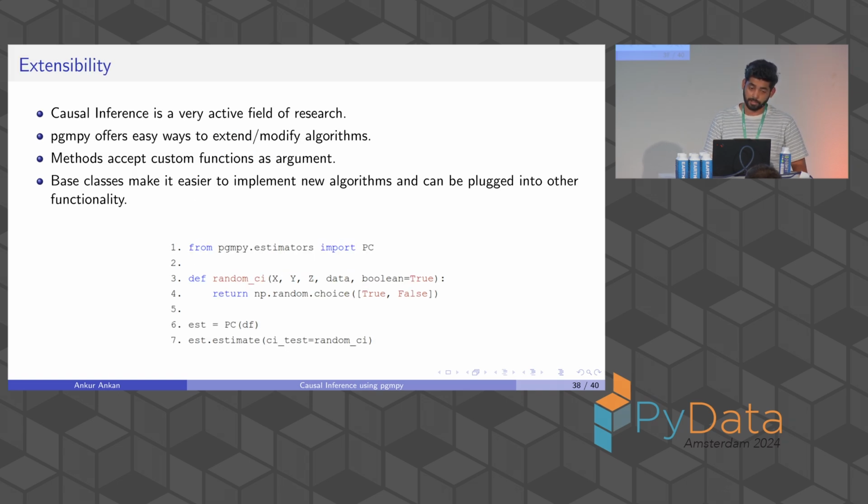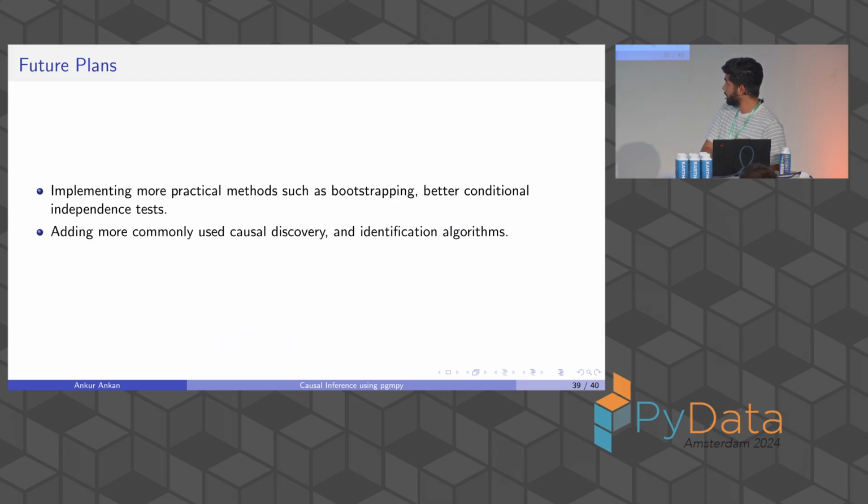Another thing is that we have built pgmpy to be very extensible because this is a very active field of research. We have new methods coming in all the time. So for example, if you wanted to try out a new conditional independence test, you can simply write a function and plug it into any of the causal discovery methods in pgmpy, and it should work. In future, we plan to build some more practical methods like bootstrapping, better conditional independence tests, and adding a few more algorithms.